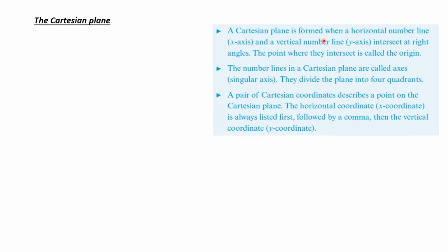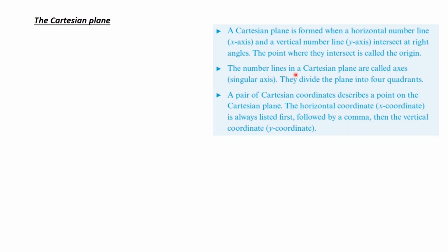A Cartesian plane is formed when a horizontal number line, which we call the x-axis, and a vertical number line, which we call the y-axis, intersect at right angles. And this point where they intersect has a special name: it's called the origin.